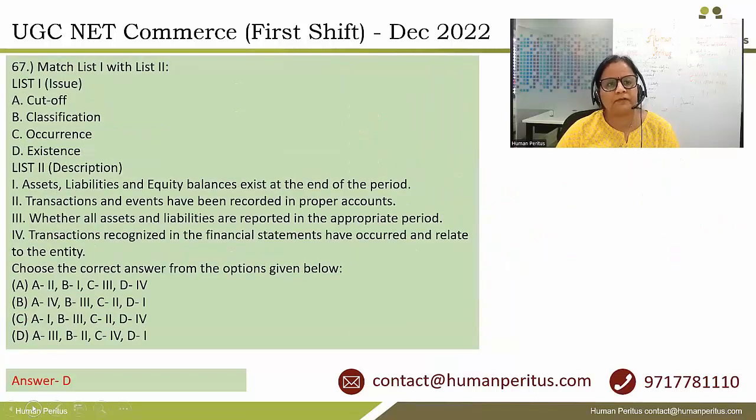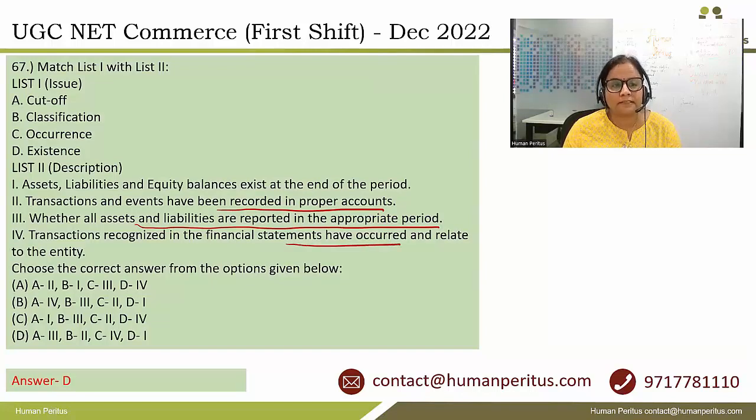Okay, a very simple, straightforward question from auditing, wherein four terms are given. Cutoff is whether all the assets are reported in the appropriate period. So there must be a certain cutoff period, right? Classification is when the transactions are recorded in proper accounts. Occurrence, again, the hint is also given in statement 4: transactions have occurred and relate to the entity. Existence is that the balances exist at the end of the period, right? So accordingly, the correct option to this question is option D.